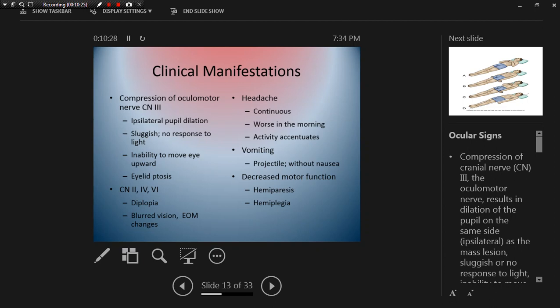blurred vision, headache. Typically, if this is because of a rise in ICP, a continuous headache that definitely is worse in the morning and gets worse with any type of activity such as bending down, coughing, sneezing. Vomiting with ICP, usually it's considered projectile and it's without nausea. And then we might see some of the motor deficits, hemiparesis, hemiplegia.